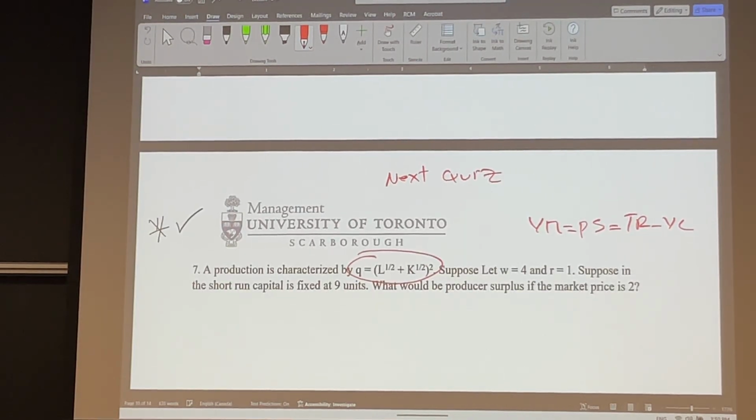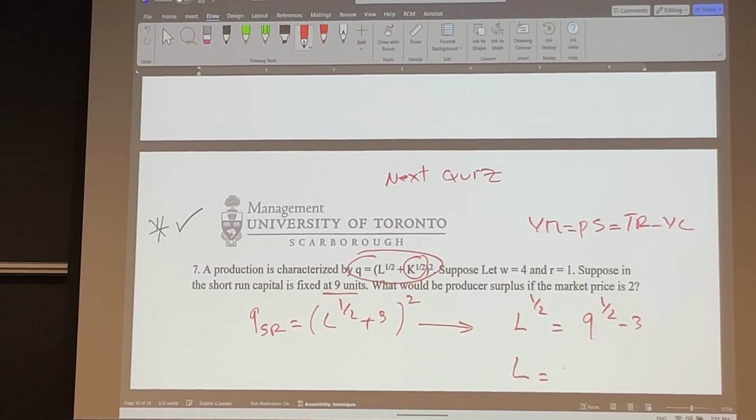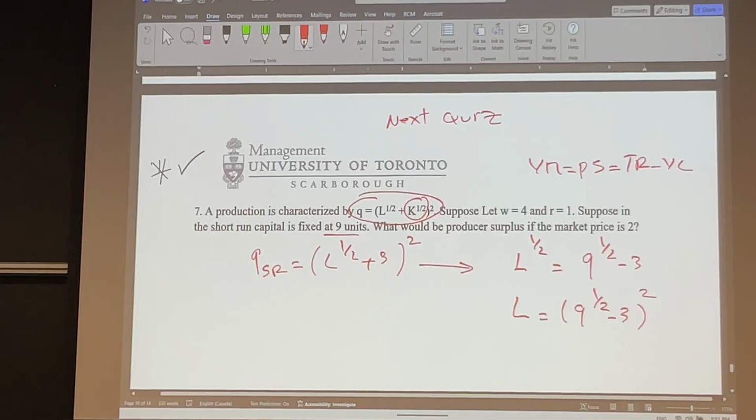That's the production. We want to find short-term supply. For that, we need short-term production. So short-term production is found by plugging in for the capital. This would be 3, because the capital is 9. So I found the short-term production. From it, I got L isolated and solved. So I found labor as a function of quantity.